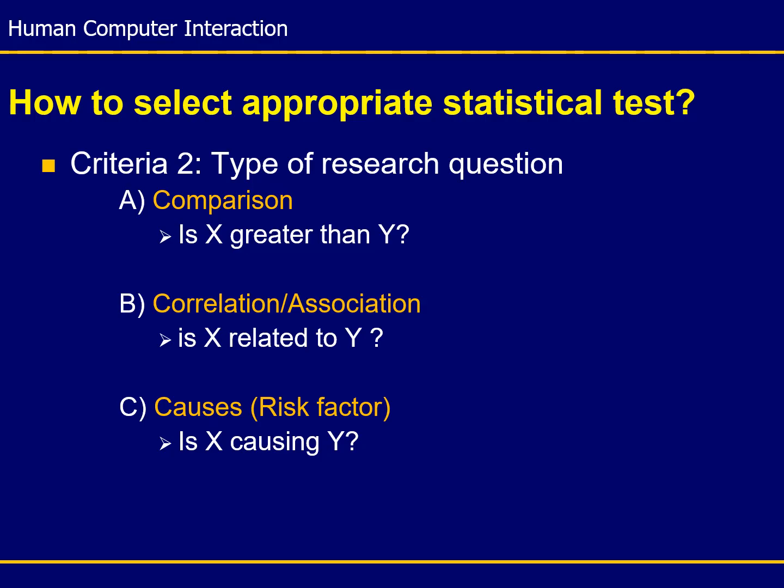The second issue you have to consider, or criteria for choosing a statistical test, is the type of the research question. Are we doing X greater than Y, like the example of the keyboard we looked at last time? Or are we doing an association, okay? Is X related to Y? Or are we saying is X causing Y, okay?